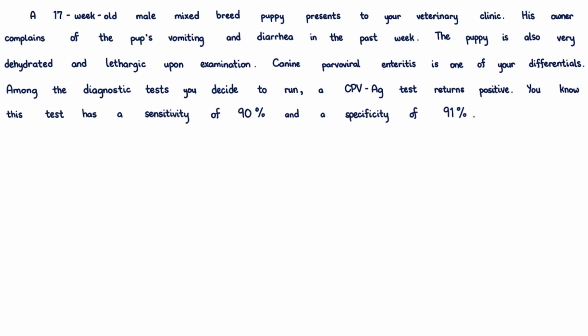A 17-week-old male mixed-breed puppy presents to your veterinary clinic. His owner complains of the pup's vomiting and diarrhea in the past week. The puppy is also very dehydrated and lethargic upon examination. Canine parvoviral enteritis is one of your differentials. Among the diagnostic tests you decide to run, a CPV antigen test returns positive. You know this test has a sensitivity of 90% and a specificity of 91%. What is the probability that this puppy has canine parvoviral enteritis?